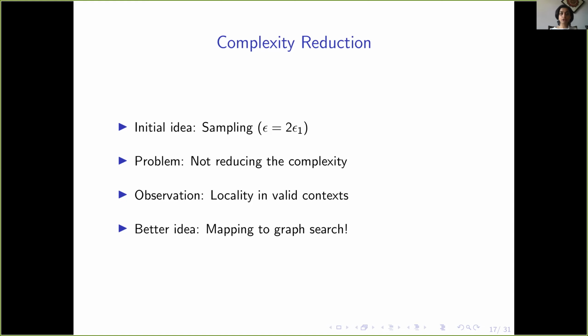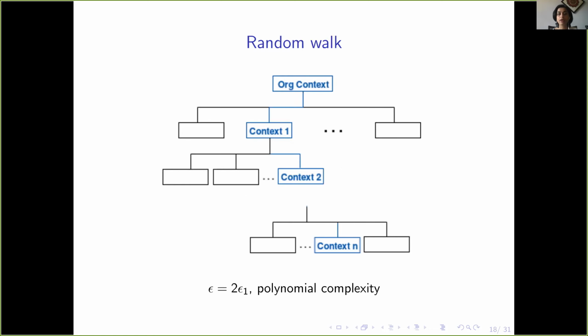We can have those contexts, as those vectors that I described, as the nodes of a graph, and two nodes are connected to each other if they differ in just one bit. Because of this locality, we can start from a valid context, and this is going to be a search from that original context. We started with random walk, and we proved that if we start from the original context and go randomly through its children, the complexity will be polynomial, and the privacy budget that we need is just twice as before.